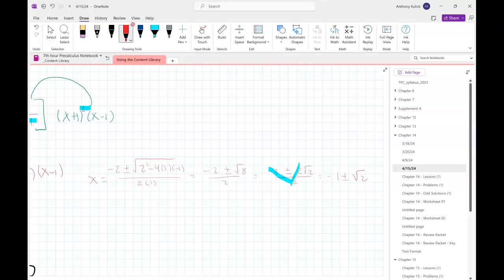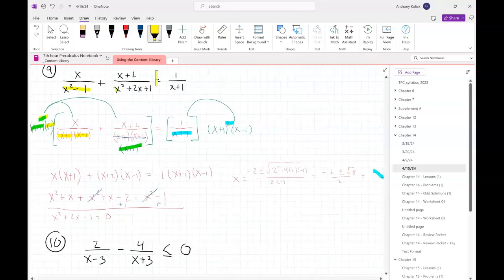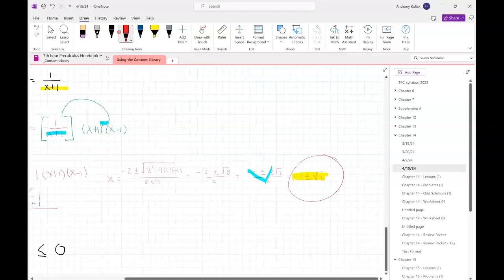Before I'm done, what do I have to remember to do? Check for extraneous solutions. I need to check to see if this solution makes a 0 in my denominators here. Well, it doesn't, right? The only thing that's going to give me a 0 in the denominator is either 1 or -1. And that ain't what I got. So that's my answer. Does that feel okay?